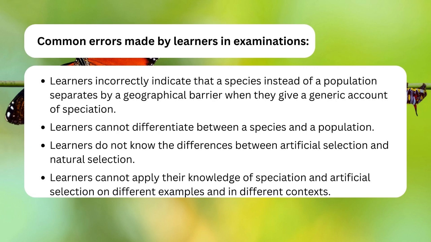Common errors made by learners in examinations. Learners incorrectly indicate that a species instead of a population separates by a geographical barrier. When they give a generic account of speciation, learners cannot differentiate between a species and a population. Learners do not know the differences between artificial selection and natural selection. Learners cannot apply their knowledge of speciation and artificial selection on different examples and in different contexts.